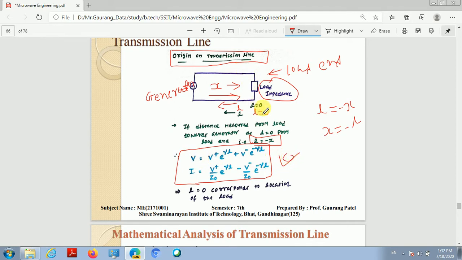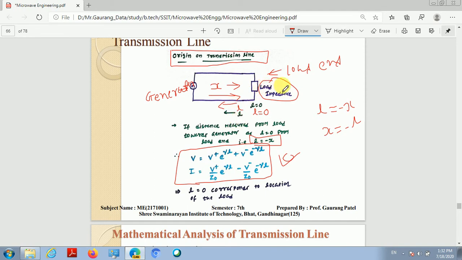Where L is equal to 0 corresponds to the location of the load. Meaning the reference for distance is taken with respect to L. L is equal to 0 defines the location of the load. Okay, understood? So L is equal to 0 corresponds to the location of the load, or the other end of the transmission line.